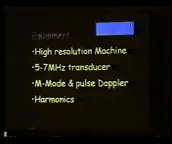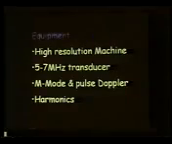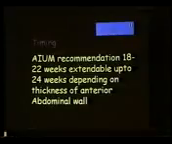Now we come to the equipment. When we talk about equipment, we need a high resolution machine. We need 5 MHz, sometimes 7. M-mode and pulsed Doppler should be there with your machine. The ideal thing is to have harmonics in the machine, which can give you a quality image.